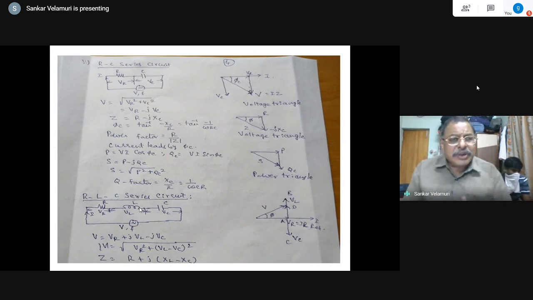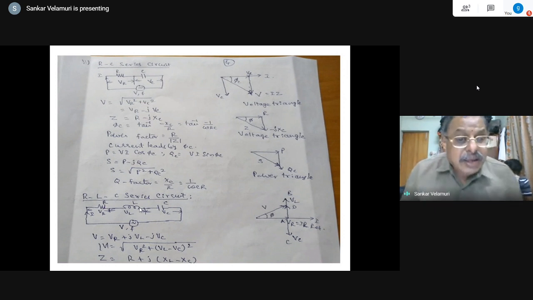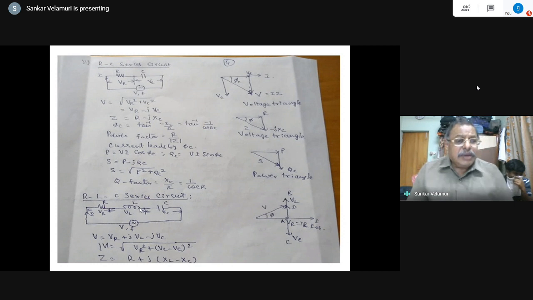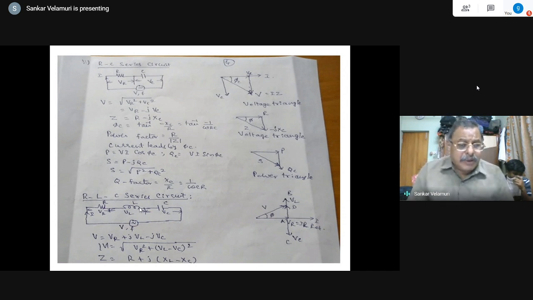So in the RL series circuit, current lags the applied voltage, the power factor is lagging, and we have defined the real and reactive powers, complex power and Q factor also. And similarly, in the RC series circuit, current leads the applied voltage, and the power factor of the circuit is R by Z, and current leads the applied voltage by phi C. Real power, reactive power, complex power and Q factor also have been mentioned.